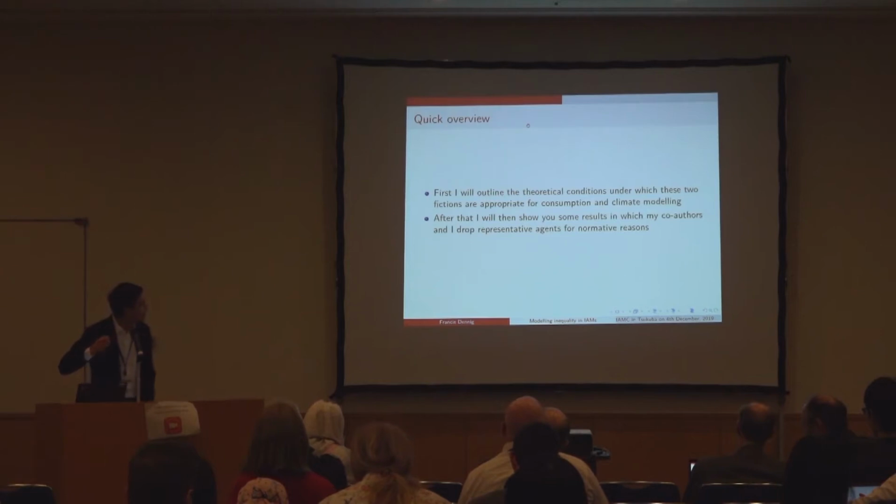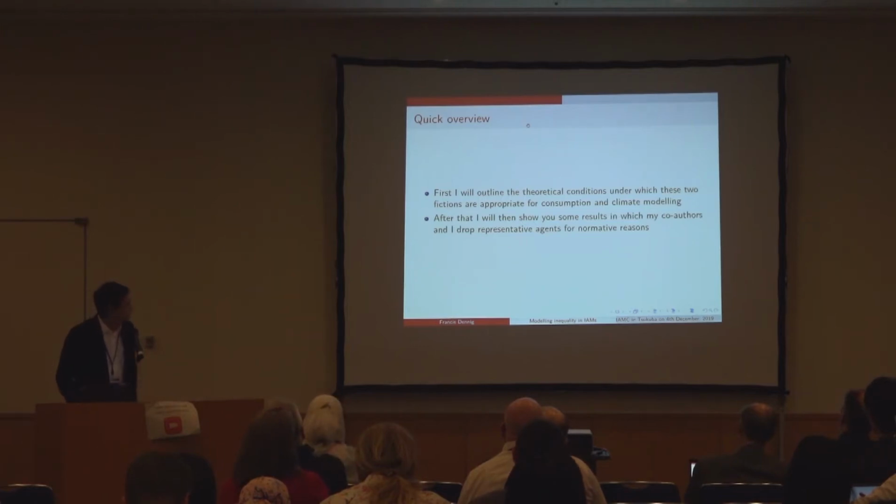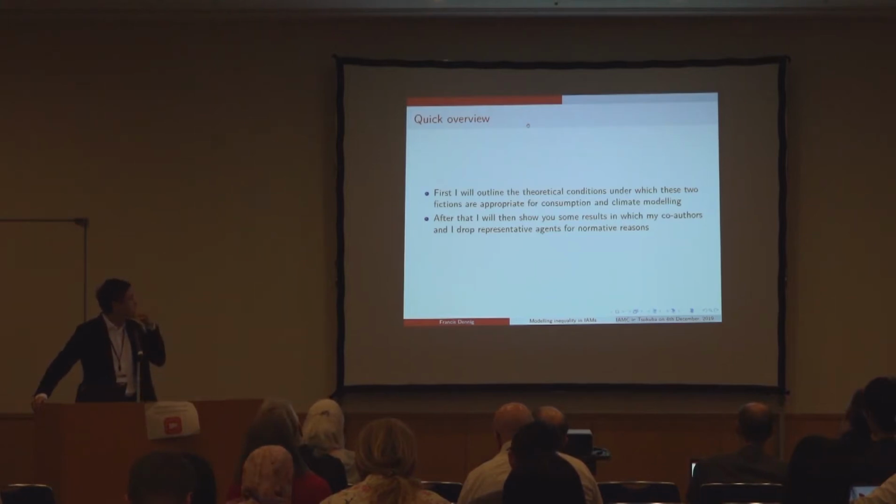Again, as an overview, I'll relate, in a very simplified sense, the theoretical theorems underlying this, and explain when these two fictions are meant to apply and when they come up against their limits. Then I'll show you some results in which my co-authors and I drop the representative agent for normative reasons in our models, but I think there are good reasons also descriptively, especially in many detailed process models, to worry about whether the representative agent is doing the right thing.